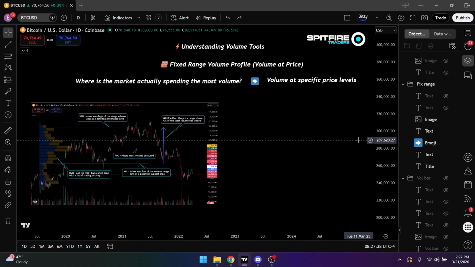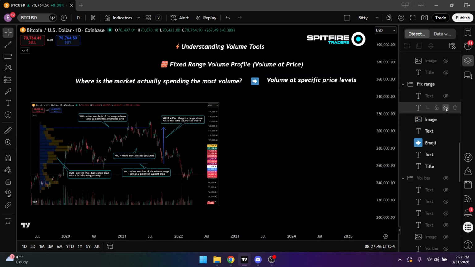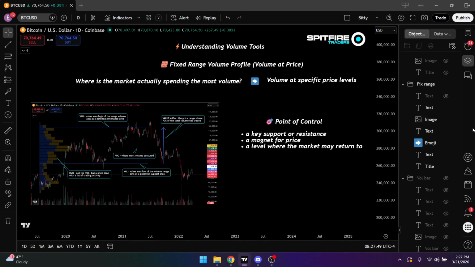The most important level is point of control. It represents the price where the highest amount of trading activity happened within that range. This level often acts as a key support or resistance, a magnet for price, or a level where the market may return to. Because so many trades were executed there, it reflects an area of strong agreement between buyers and sellers.